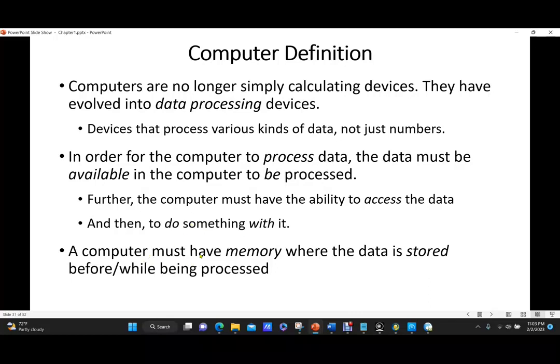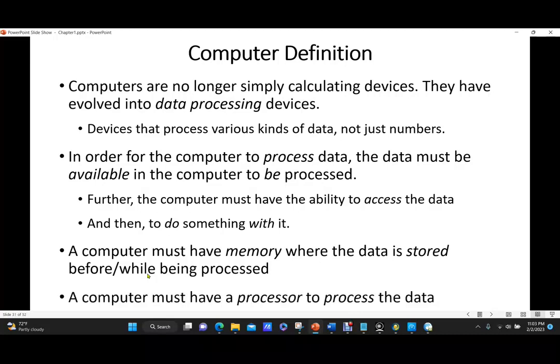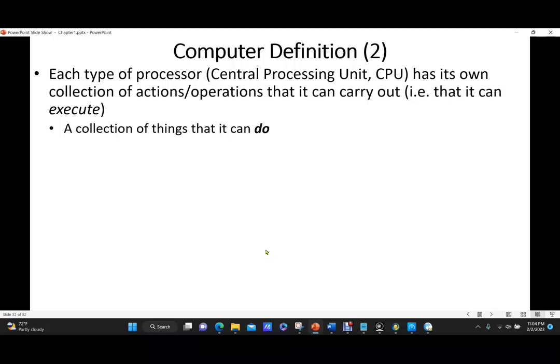So the computer has to have memory where data can be stored while it's being processed. And the computer has to have a processor to process the data. Every kind of processor, every central processing unit, has its own collection of actions or operations, the collection of things that it can do, the operations it can execute.